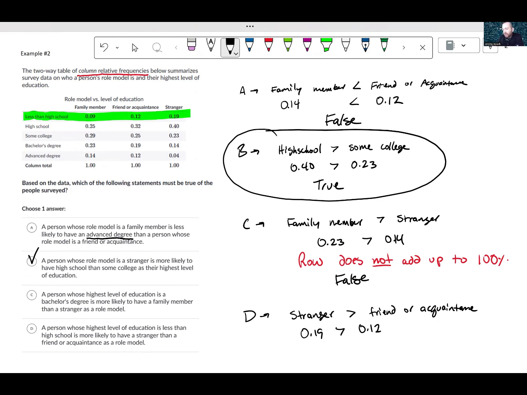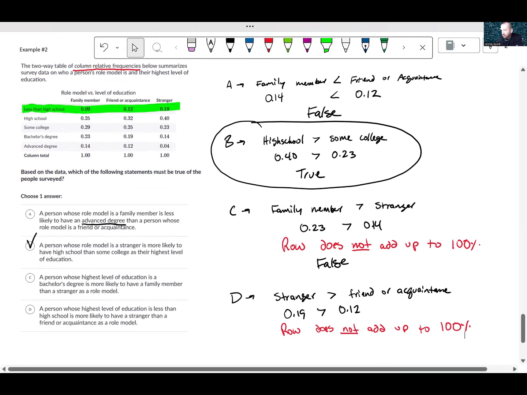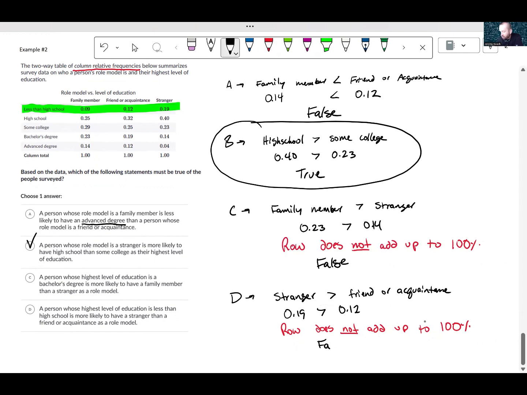But again, we're looking at a row, and our row does not total to 100%. So same thing as what happened with letter C, the row does not add up to 100%. We really have to keep that in mind when we're looking at these frequencies: is this a row or a column table? So D is false as well. All right, so that is everything on distribution of two-way tables and looking at marginal and conditional distributions.